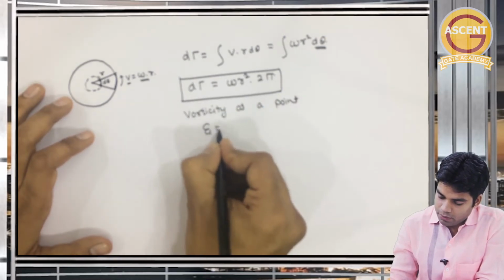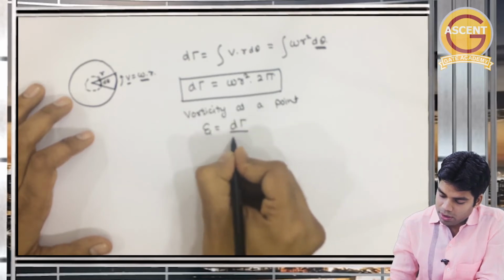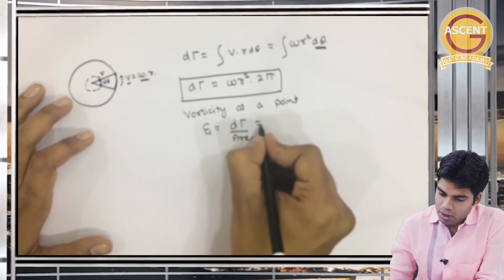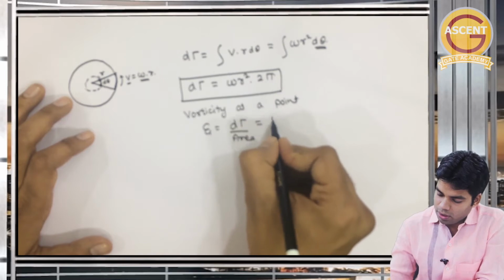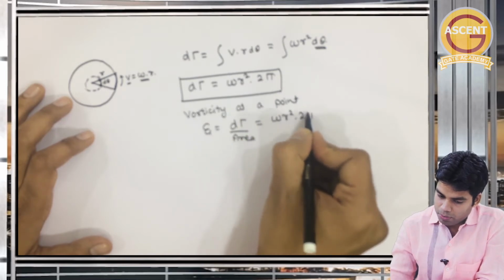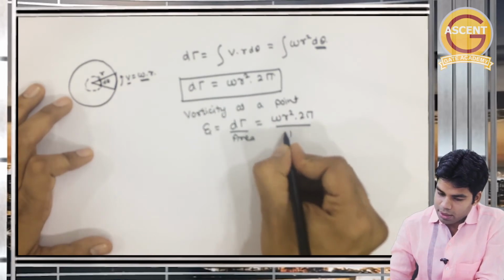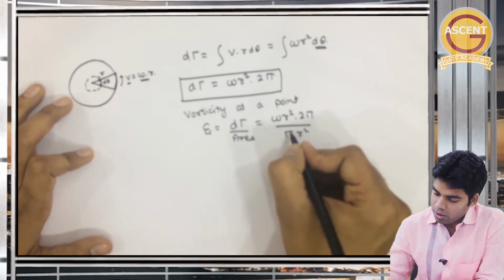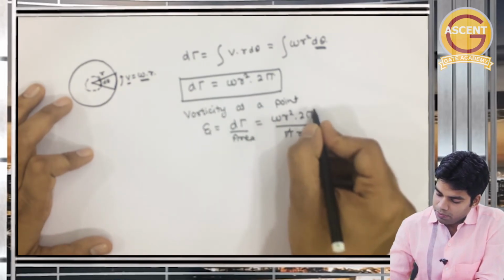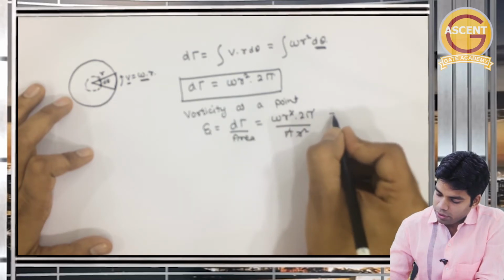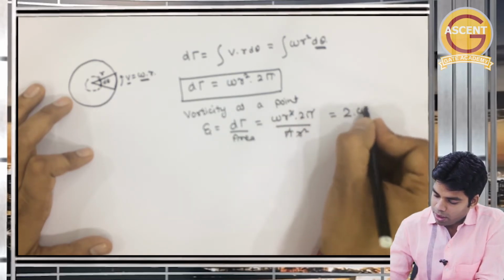The vorticity at a point, zeta, will be equal to d circulation divided by area of this curve. So what is d circulation? Omega r square into 2 pi divided by area of the circle, which is pi r square. This pi will get cancelled out, r square will get cancelled out, and this will be equal to 2 into omega, or you can say 2 into omega z.